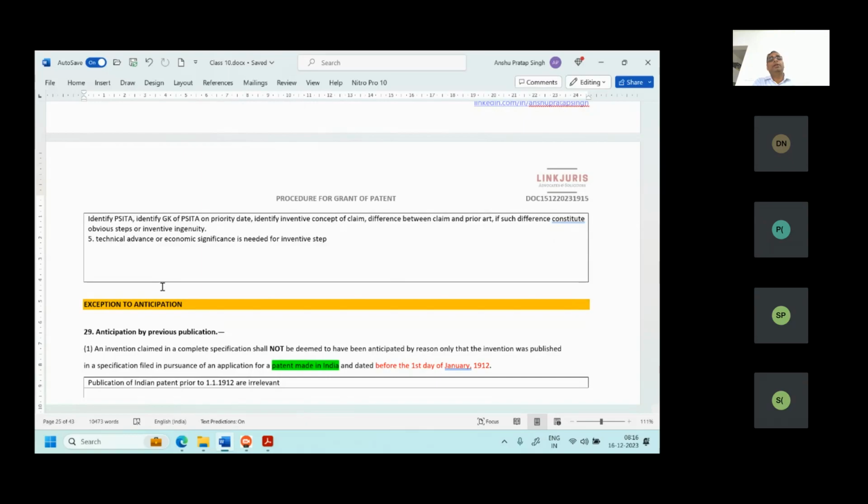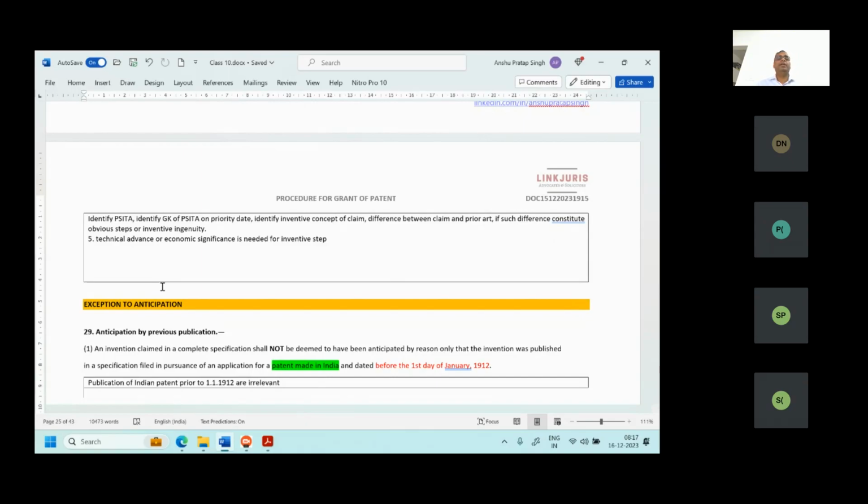Then you will identify the inventive concept of the claim. This is the inventive concept claimed, and how it differs from the prior art and the claim. If this difference is obvious, then the invention is obvious. If it is not obvious and needs ingenuity, then yes, it is not obvious and it should be patented.